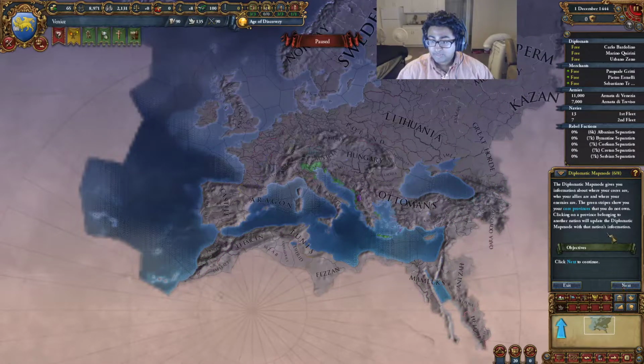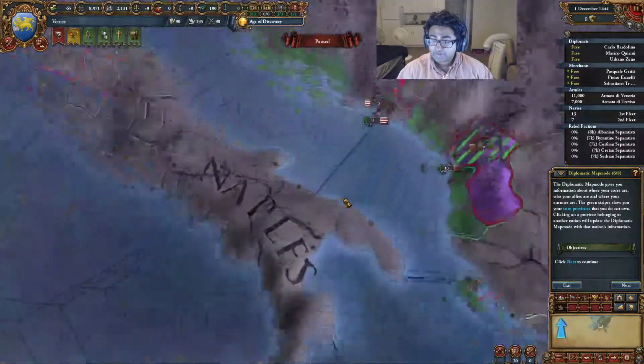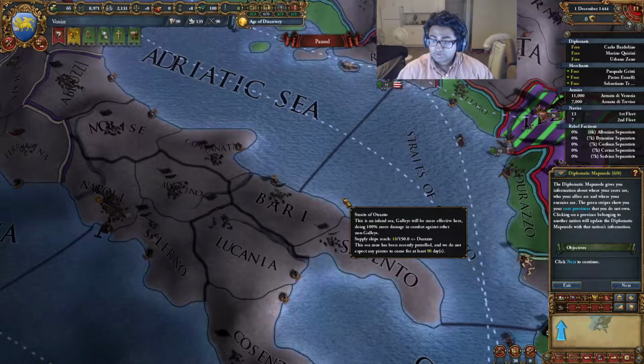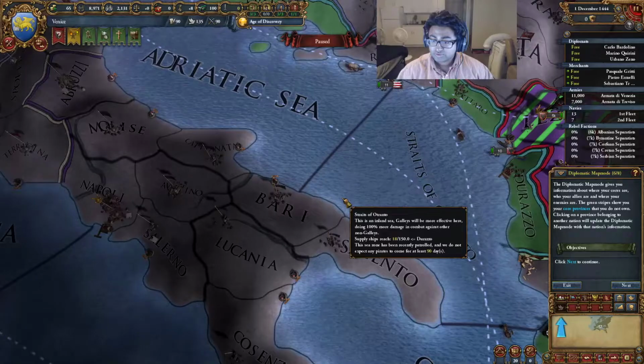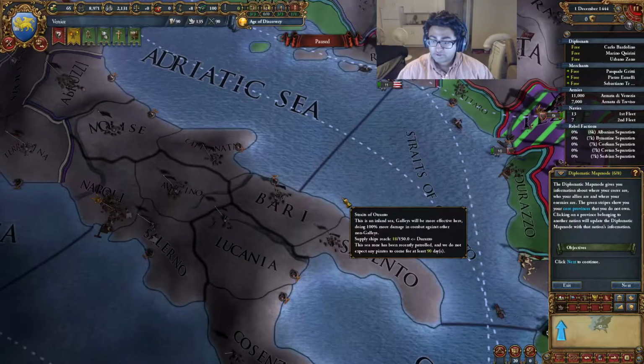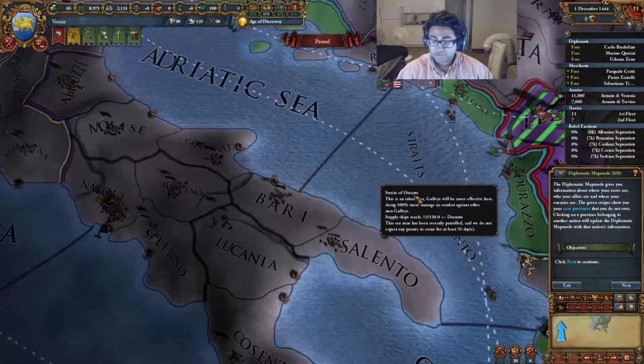The diplomatic map mode gives you information about where your cores are, and where your allies are, and where your enemies are. The green stripes show you your core provinces that you do not own. Clicking on a province belonging to another nation will update the diplomatic map mode with that nation's information.